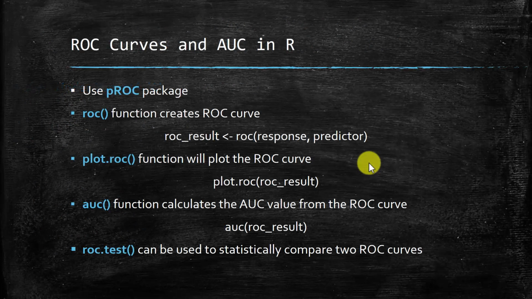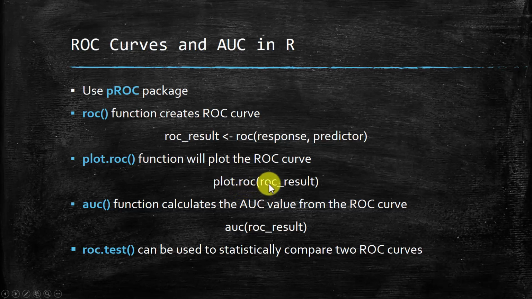Okay, so if you want to calculate an ROC curve and the AUC statistic in R, there are some packages for doing that. The one that I like the most is the pROC package. Here's just some examples of that. The roc function creates the ROC curve. You have to give it the response, so the correct answer, and then the predictor, so what it was predicted to be, and that'll create an ROC curve.